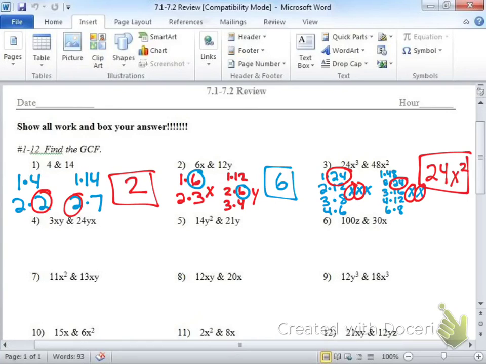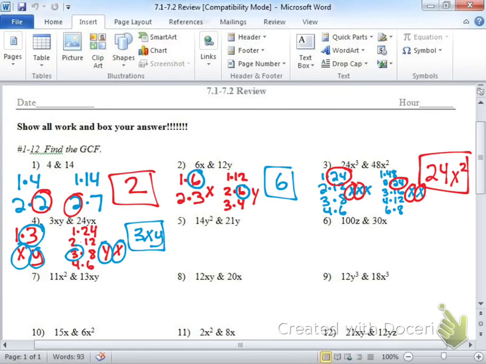Alright, second row, let's look at number 4. The first number is 3. The number 3 is actually not on my factor sheet because it's a prime number, so the factors are 1 and 3. And then I have an X and a Y. We already looked at the list for 24, but I'll just write it out for you again. It's 1 and 24, 2 and 12, 3 and 8, 4 and 6, and then this one has a Y and an X. So what they have in common as far as the numbers, they both have a 3, they both have an X, and they both have a Y. So the greatest common factor here is 3XY. If you wrote 3YX, that's fine as well.